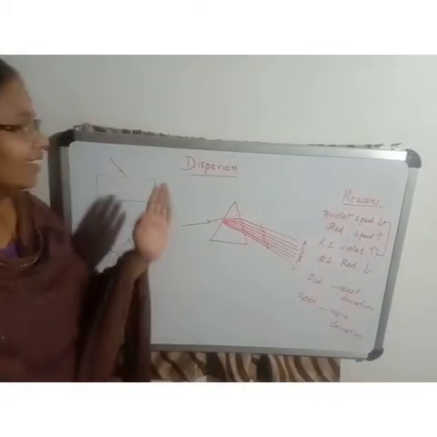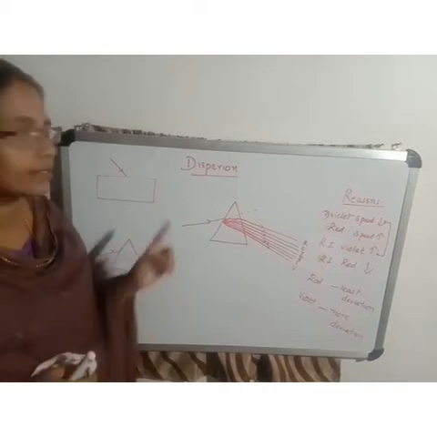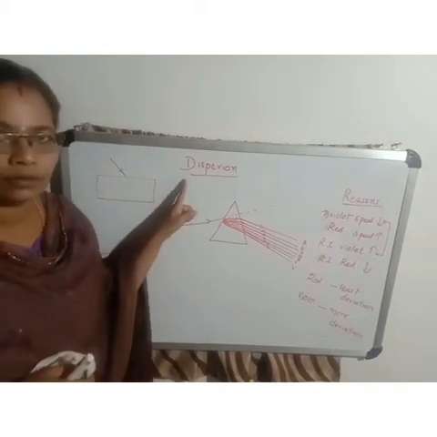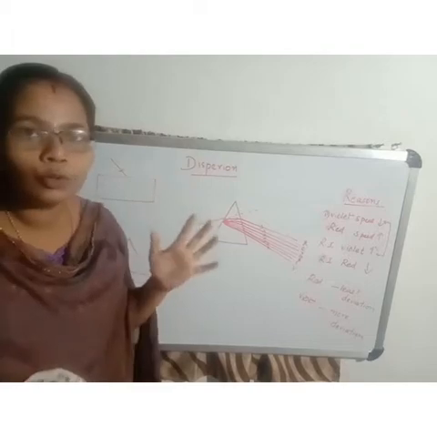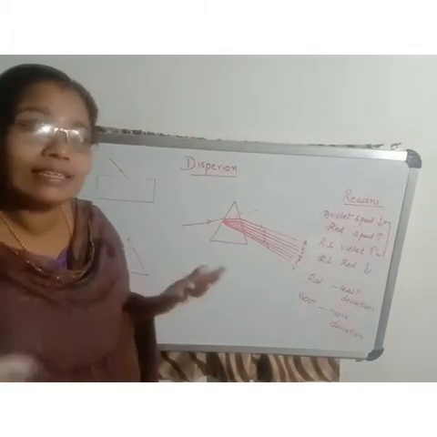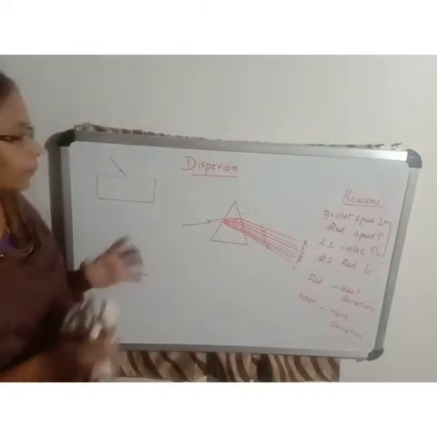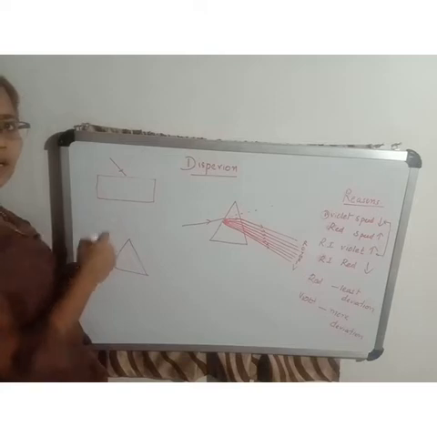See children, here we are going to study a new phenomenon in physics, which is dispersion. Now all of you know what refraction is. So dispersion is also a kind of refraction. Now let us see what is happening here. We know this is a glass slab.